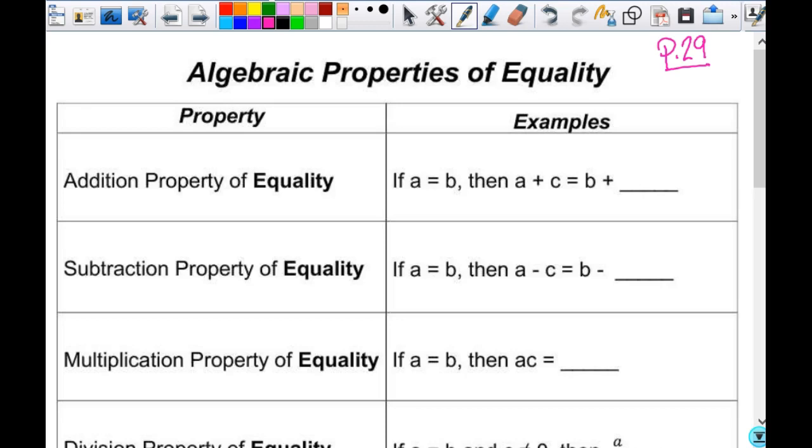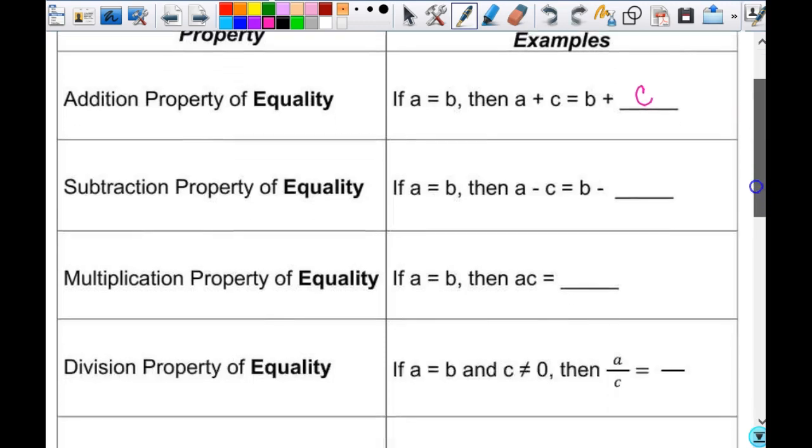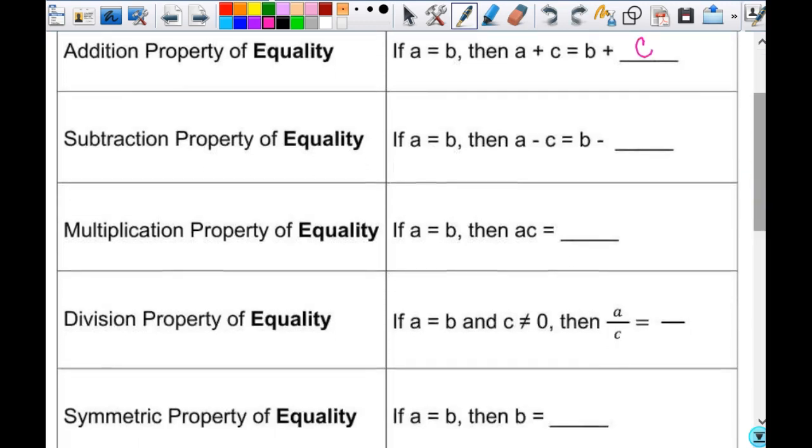So we know for the addition property of equality, if A equals B, we want to keep the fact that it's equal to be true, so you've got to balance the equation. If I add C to the left side, what do I have to do to the right side? Add C. So when you add C to both sides, that's the addition property of equality. You're changing what each side looks like, but you're keeping the fact that they're equal to each other. So subtraction property of equality looks pretty much the same. If A equals B, then A minus C equals B minus what? C. There you go.